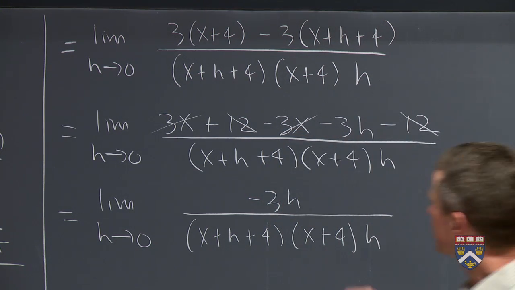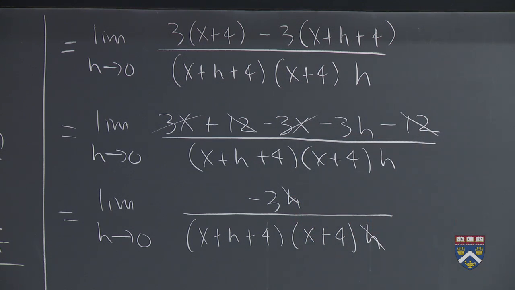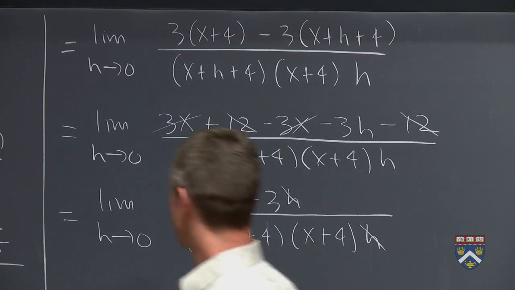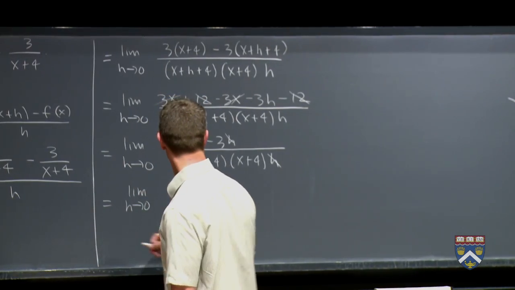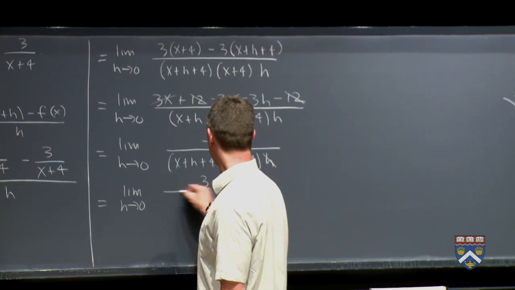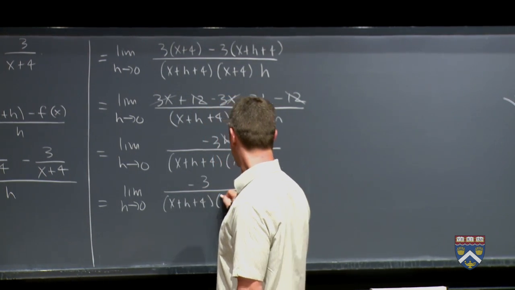So this is good, because we can cancel those h's. And now when h goes to 0, we're not going to be dividing by 0 in the denominator. So we just have to evaluate this limit. So we've just got a negative 3 on the top, x plus h plus 4, and x plus 4.